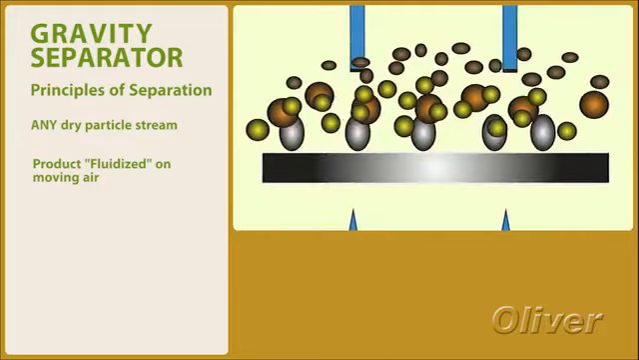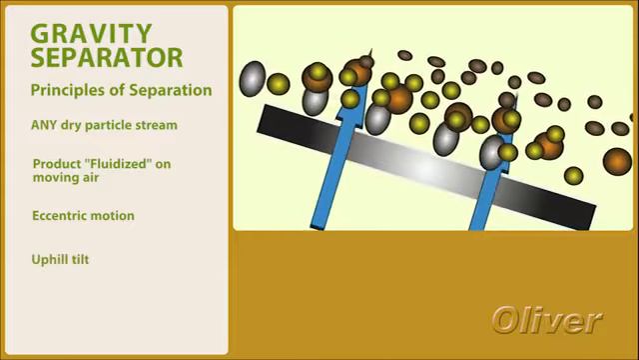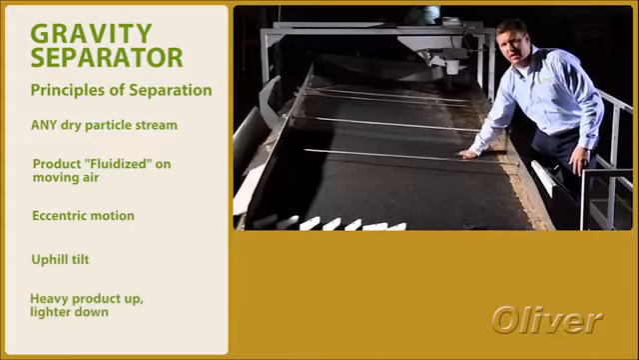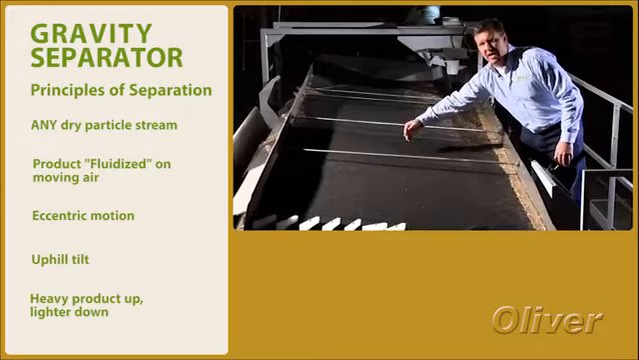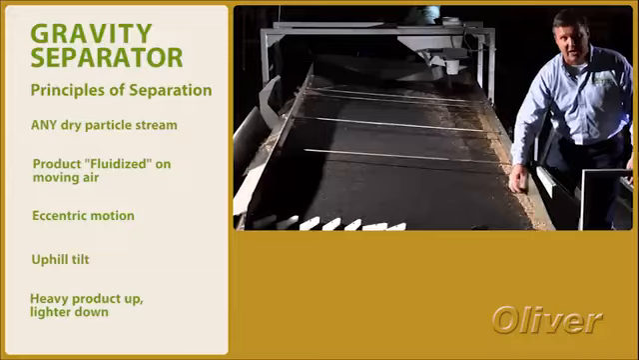We've got a perpendicular eccentric motion that is tilted uphill. That drives the heavy product in contact with the overcover up. It allows the light product to flow over the top and consolidate here on the light rail.